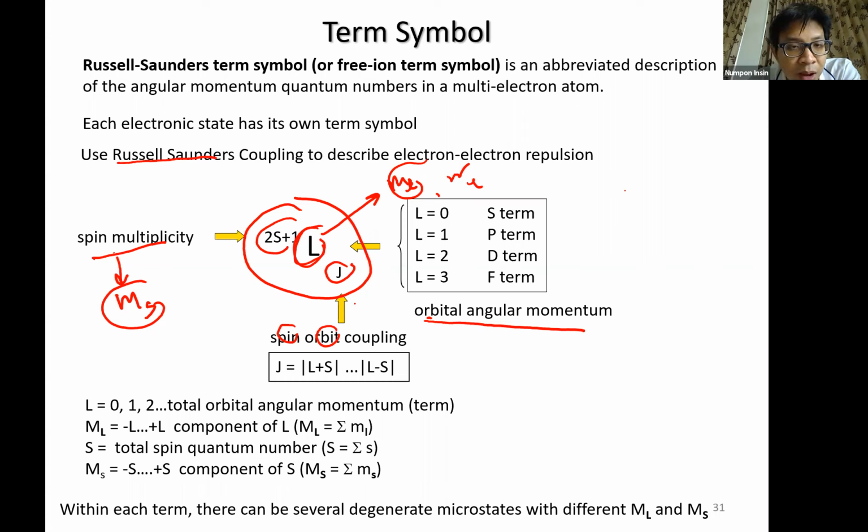Maybe I haven't shown you clearly that MS is a vector and ML is also a vector, because they have direction and they also have magnitude, right? So when we combine these, they combine like vectors. So L is the total orbital angular momentum, which means you combine the ML together, and S is the total spin quantum number, or you can think of it as combining the MS together. Okay, so let's see how we do that.